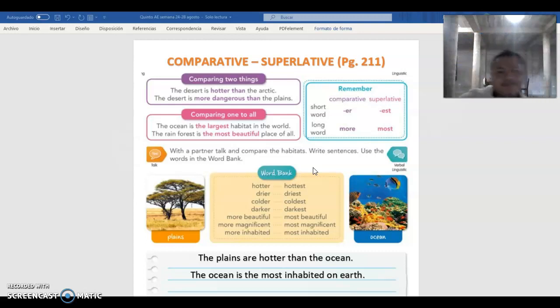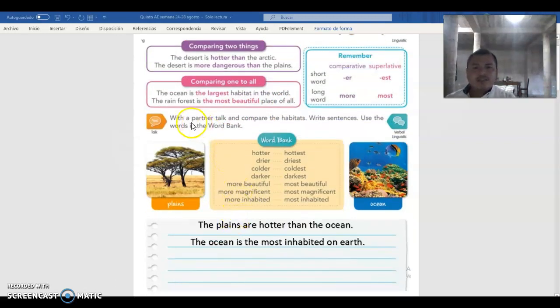Okay, and what you need to do in here, take a look at this one. It says with a partner, but in this case you need to do it alone. It says talk and compare the habitats. Write sentences. That's what you need to do. Write sentences. Use the words in the word bank. So you need to use this one and compare this one. Plains and ocean. You need to compare what you see in the picture.